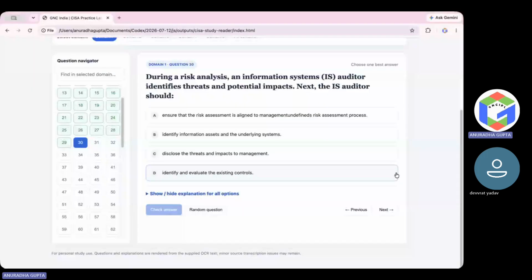Now next, my screen is not visible. Okay. No, no, back. Something went black in between. It is not visible. Now it came up. Okay.